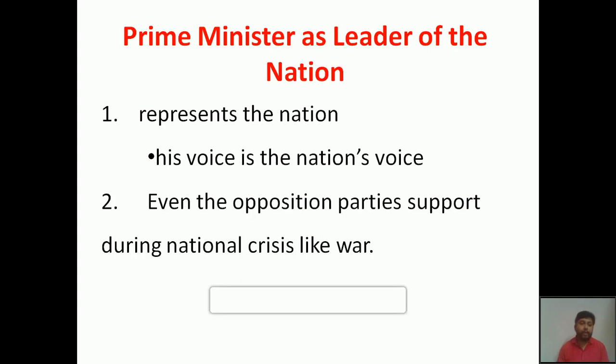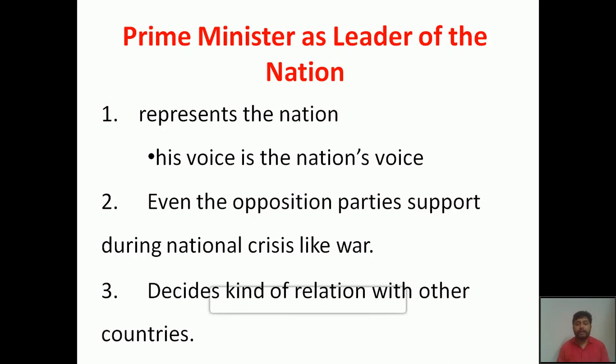So there will not be any kind of criticism or blaming of the ruling parties when there are critical situations, national crisis like war, or if there is some serious natural disaster or natural calamities. So in such kinds of issues or crisis, of course even the opposition parties will be supporting the Prime Minister to do things properly and in a very effective manner.